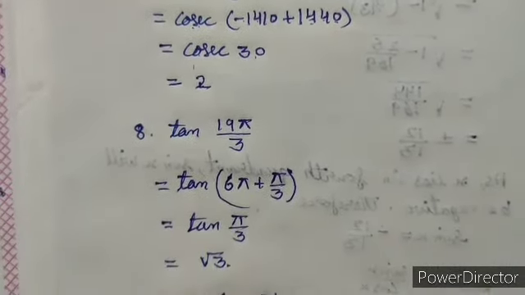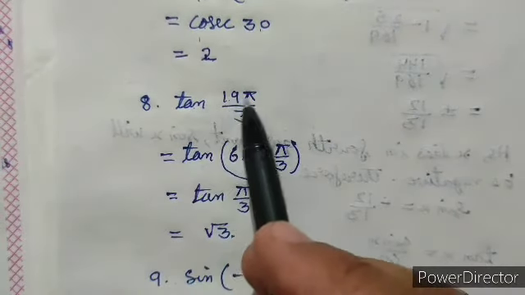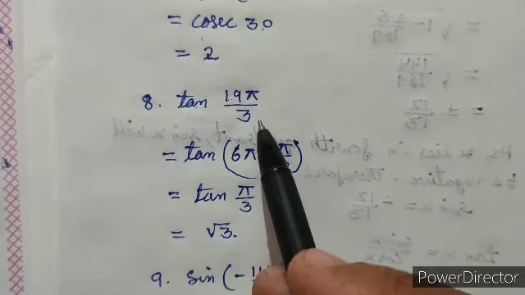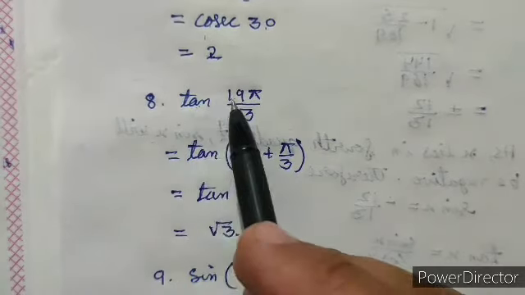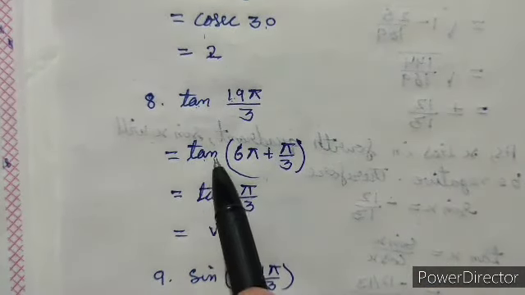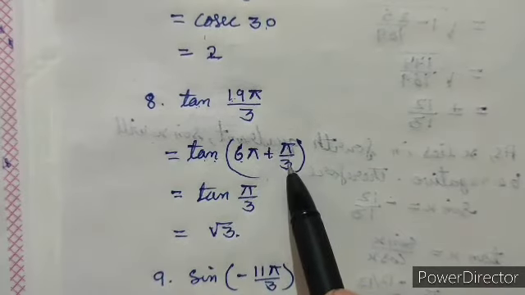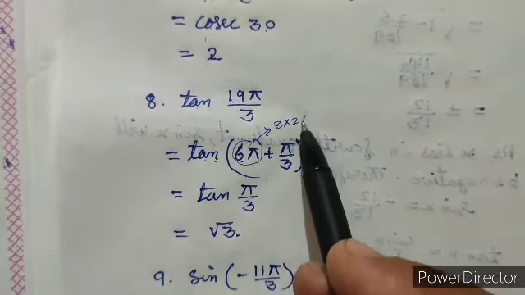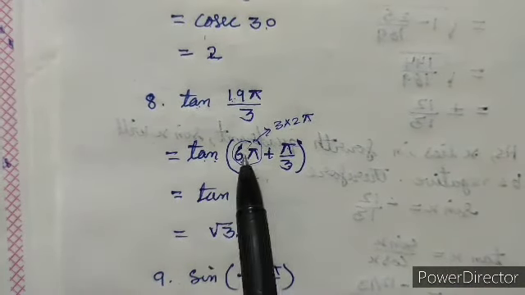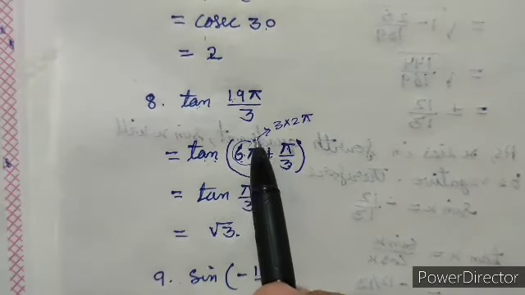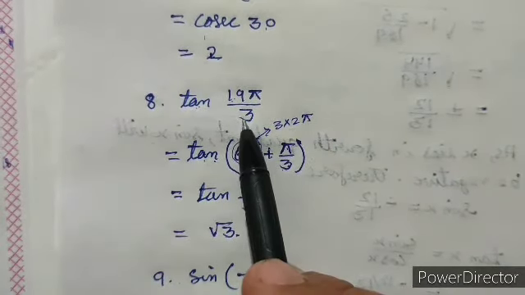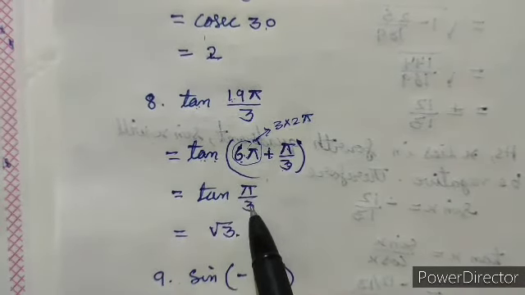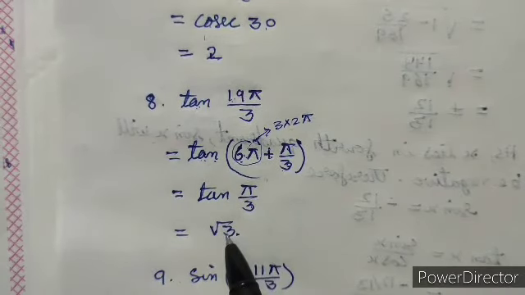In the 8th question, now we have to find out the value of tan 19 pi by 3. Again, the values of tan x will repeat after the interval of 2 pi. So this tan 19 pi by 3 can be written as tan of 6 pi plus pi by 3. Now this 6 pi is a multiple of 2 pi, or it can be written as 3 into 2 pi. So tan of 6 pi plus pi by 3, after 6 pi or 3 into 2 pi, the angle will repeat its value. So it can be written as tan pi by 3, and that is equal to root 3.